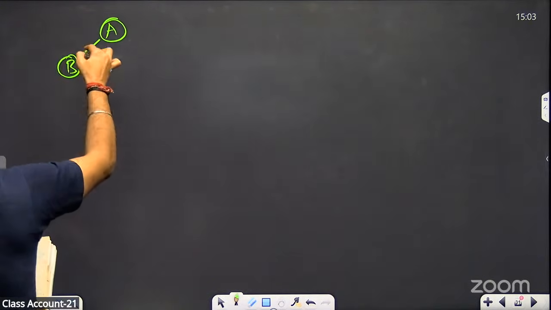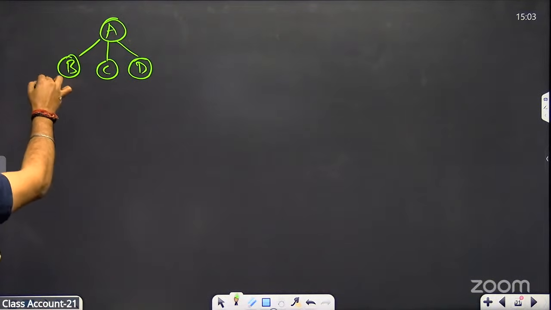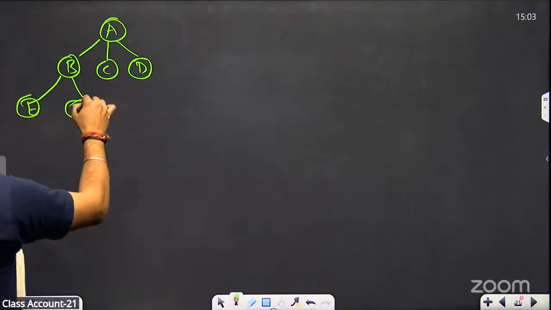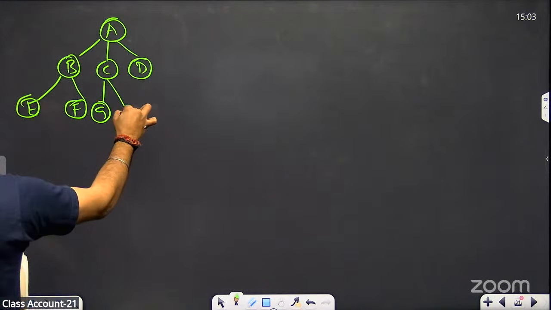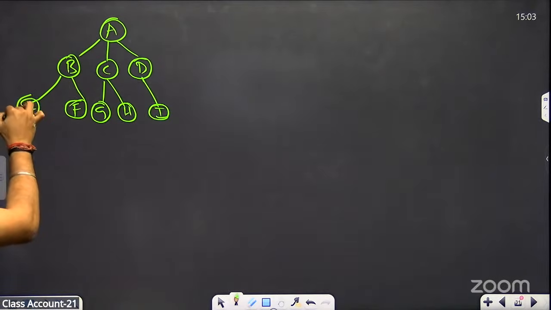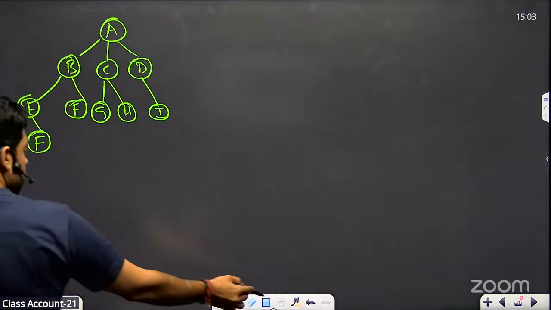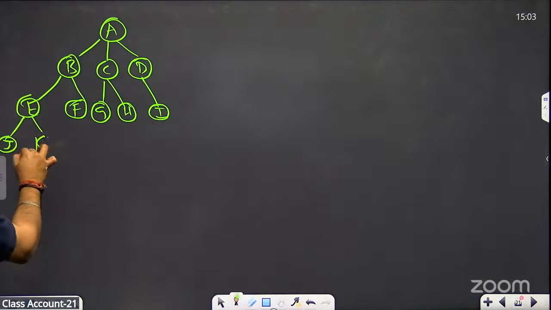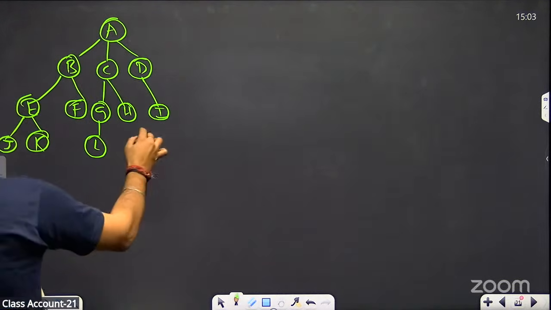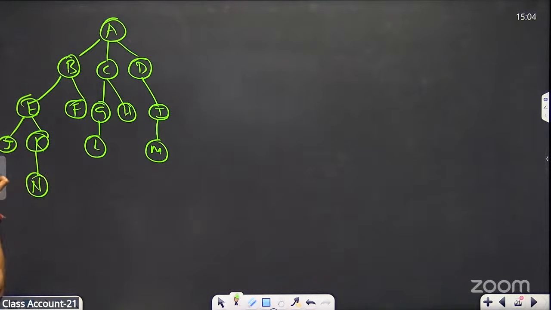Okay, A to B, B to C, C to D. Then B has two children, that is E and F, right? C has two children, that is G and H. D has a single child, that is I. E has again two children, that is J and K. G has a single child, that is L. I का भी एक ही child है, that is M. And K has a single child, that is N.